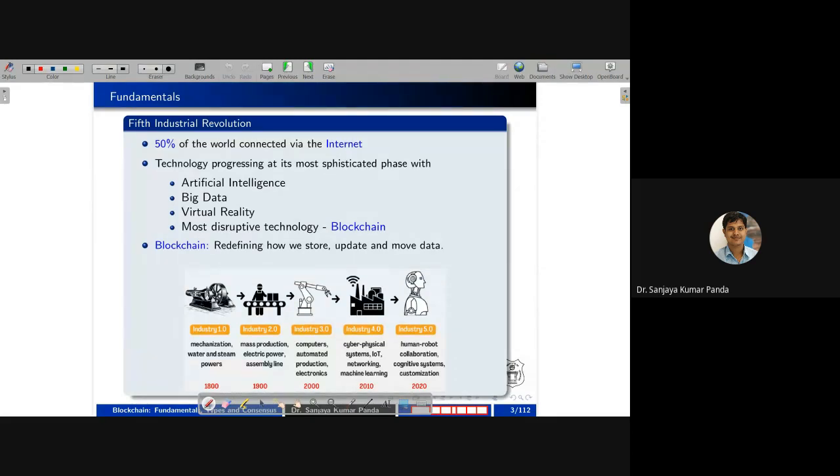As you know, with blockchain we are redefining how we can store, how we can update, and how we can move the data. We primarily focus on transparency, right? So nobody is going to alter anything in the blockchain. That's why, if you see earlier technologies, modification or updating of records was very easy, right? But in this case, we rely only on append mode, right? We can append something, but we cannot alter things.